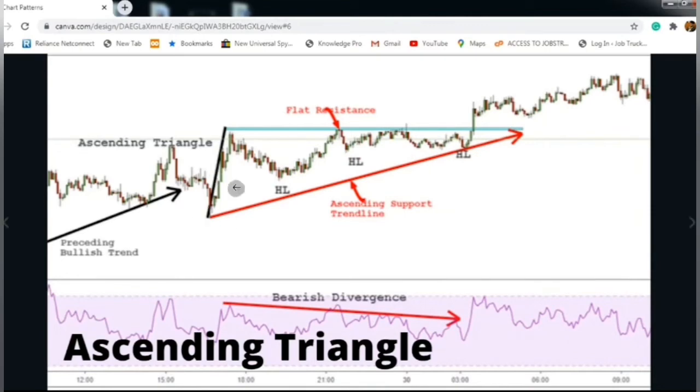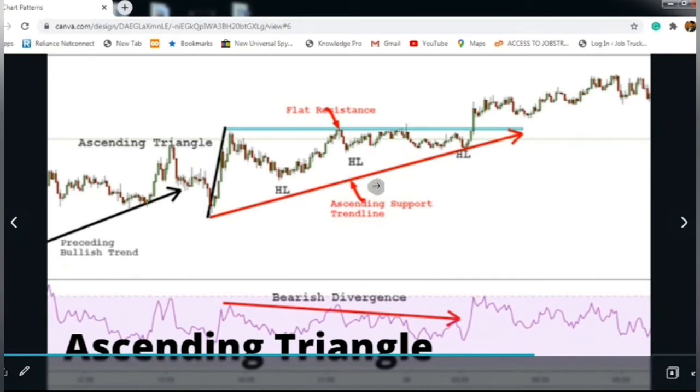From this we can understand that the resistance is not changing, but what is happening to the support line? It is rising. I think you guys understood what support is. It is a place where the drastic fall of the stock happens. In this case, you can see that the stock is not breaching the support line.